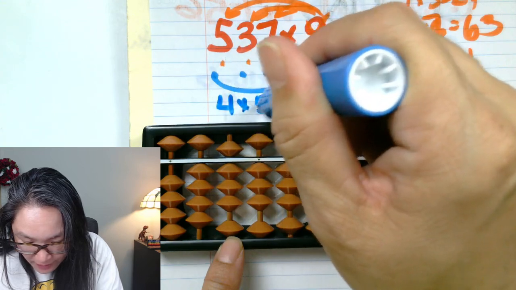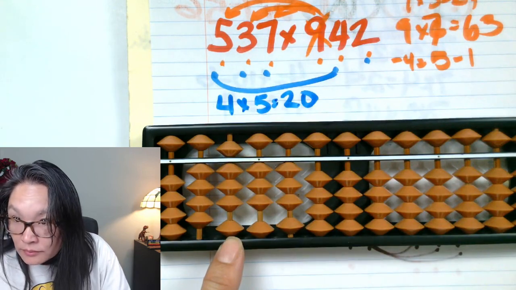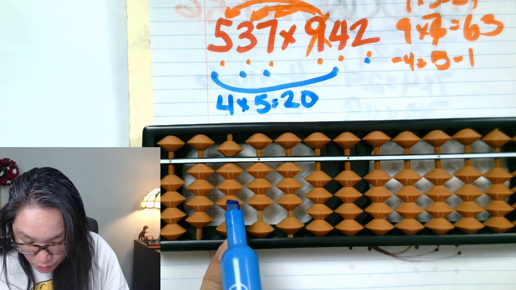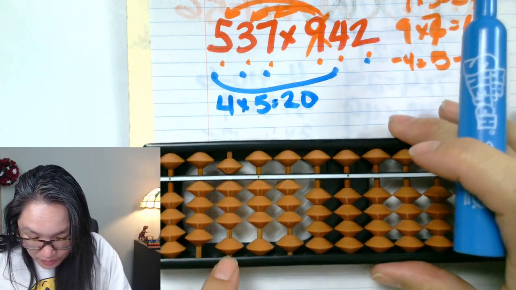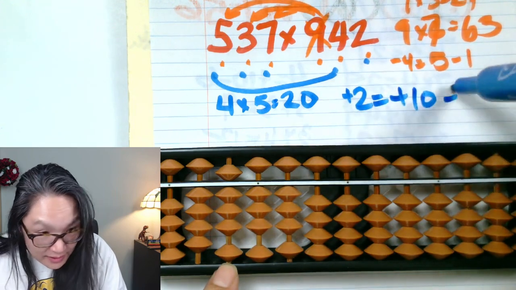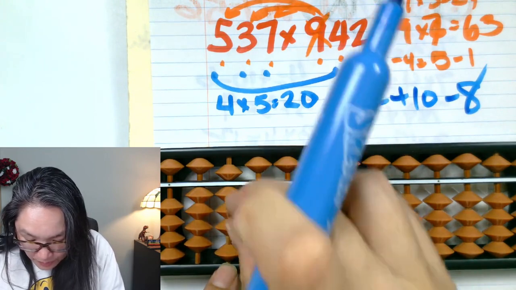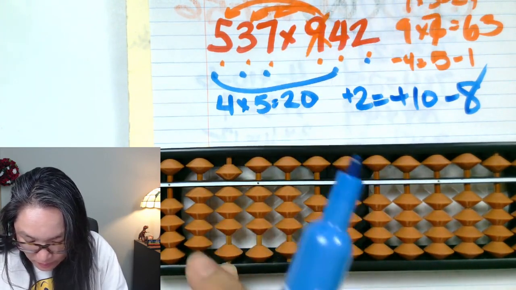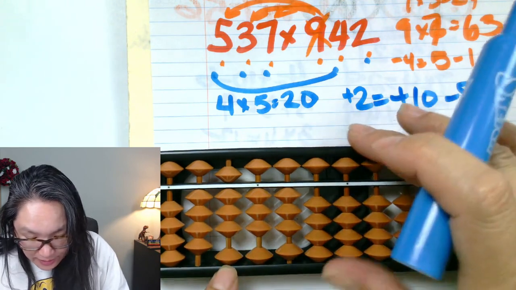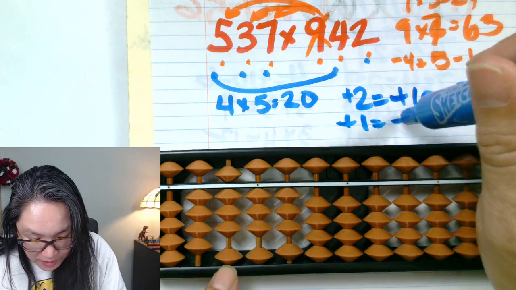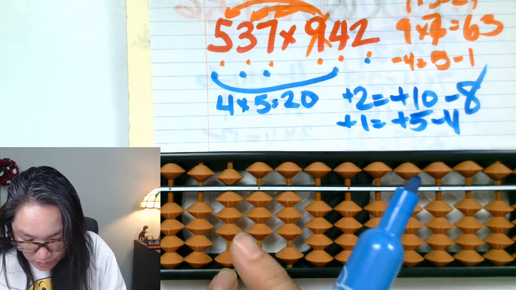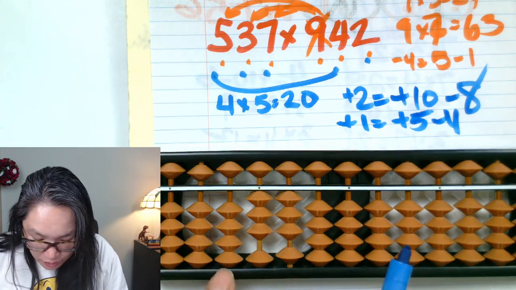4 times 5 is 20. Add my 2, add my 0. There's not enough to plus the 2. Plus 2 is equal to plus the 10 minus 8. Plus the 10 minus the 8. Plus 1 equals plus 5 minus 4. Plus the 5 minus the 4 minus the 8. And then 0.